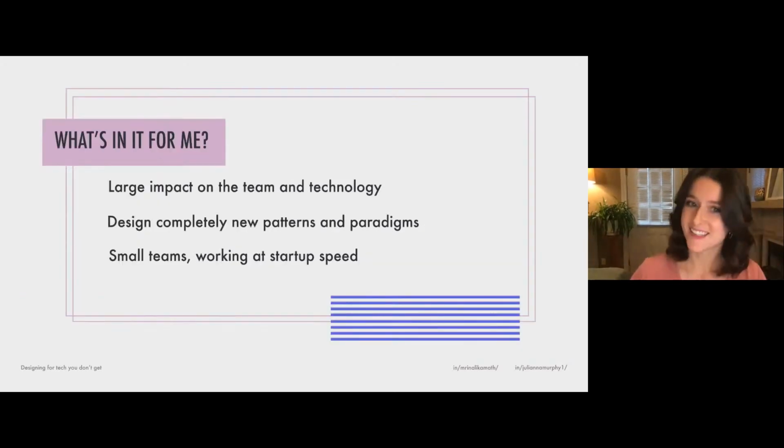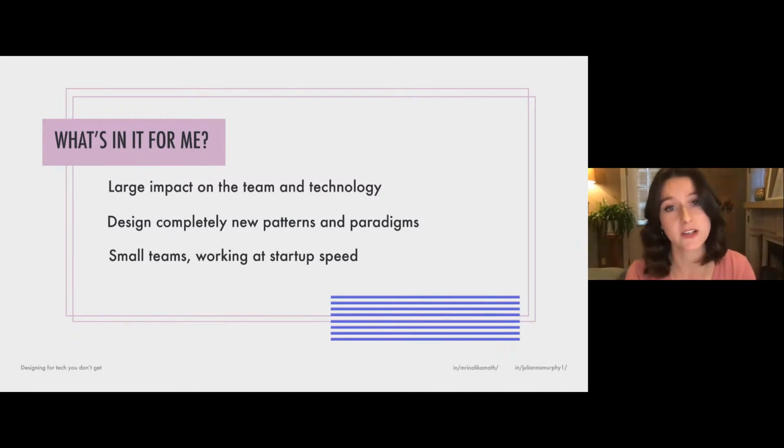But it doesn't stop there. The opportunities for the individual designer can also be fantastic. Designers often get the chance to have a large impact on a team. They're working in small teams at a really fast pace. They're likely not to be working on one project for more than a couple weeks or months. So it can be a really great way to enrich and grow your skills as a designer.